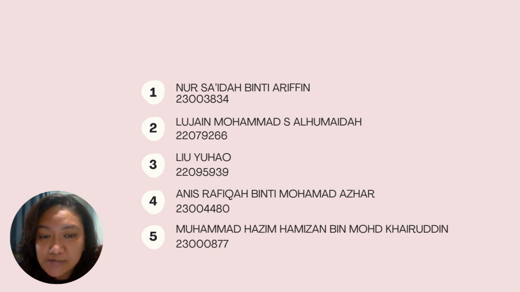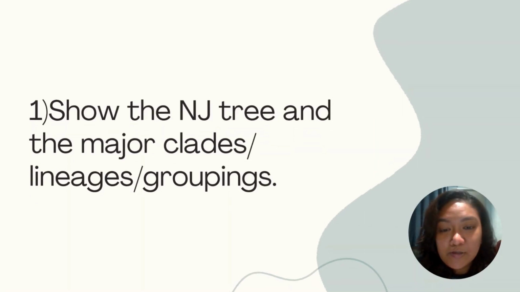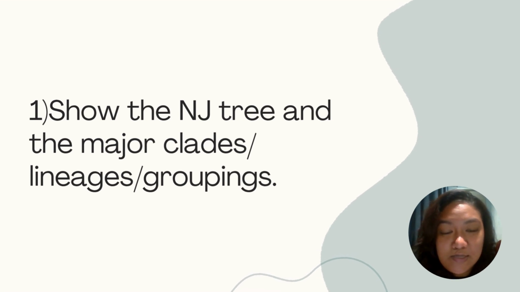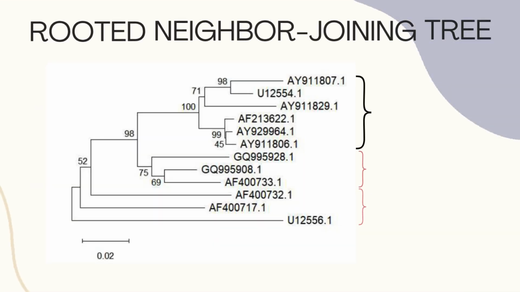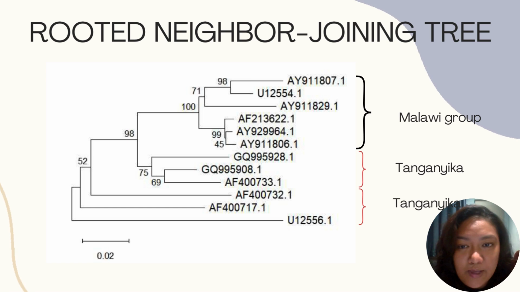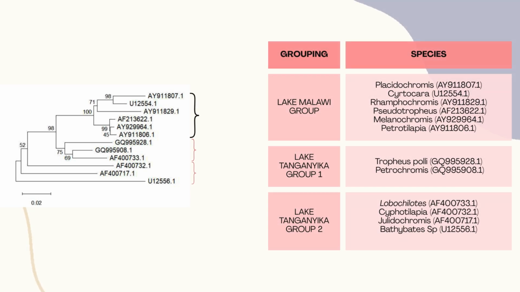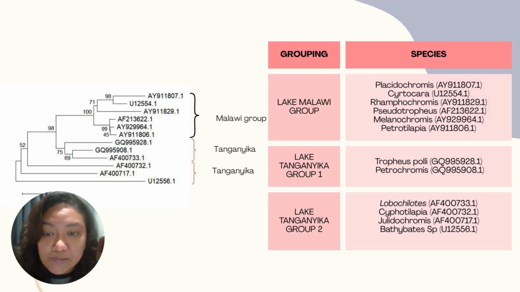So for question 1, show the neighbor joining tree and the major clades, lineages, and also groupings. As you can see here, we have our rooted neighbor joining tree. We have three groups: the first one is the Malawi group, and the second and third are the Tanganyika. These are the species for the groupings that I said before.